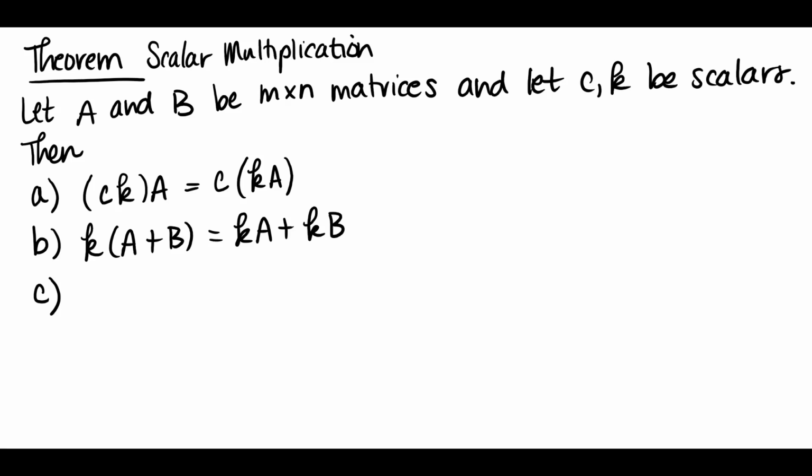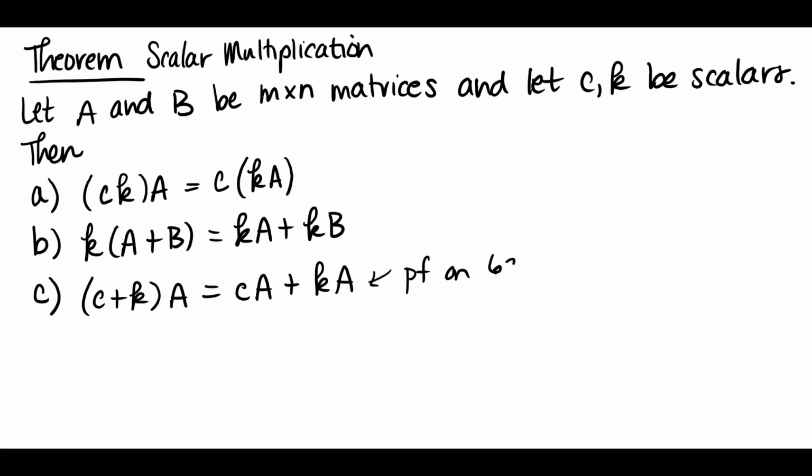I'm just not going to prove C, because I'm going to have you do some of this in your homework. And then we can have a distributive property when it comes to two scalars and one matrix. I hope you'll look at the proof of that. That proof is on page 62, and I think you'll see that it's pretty easy to follow.